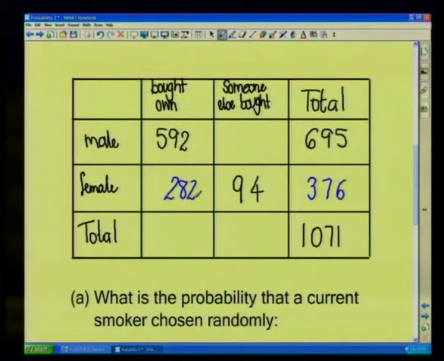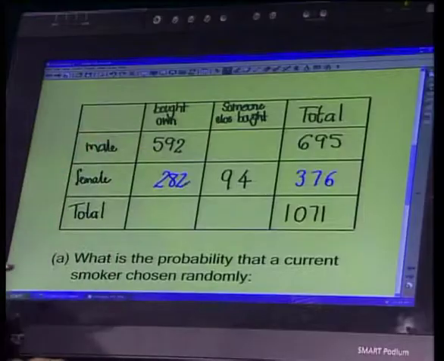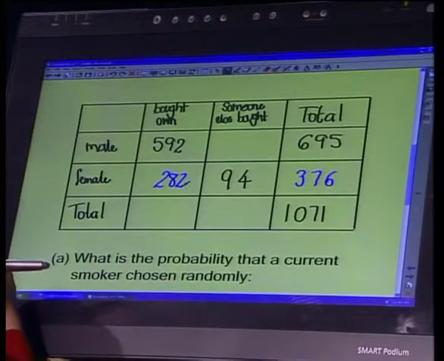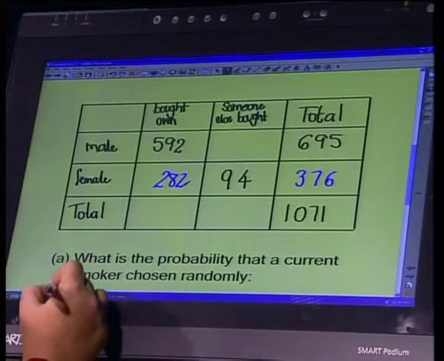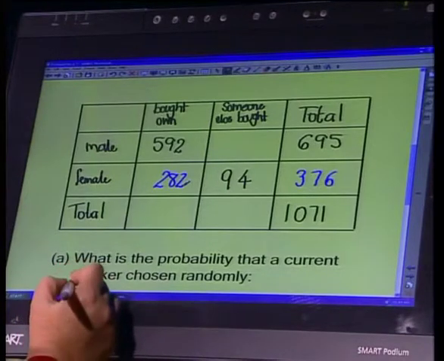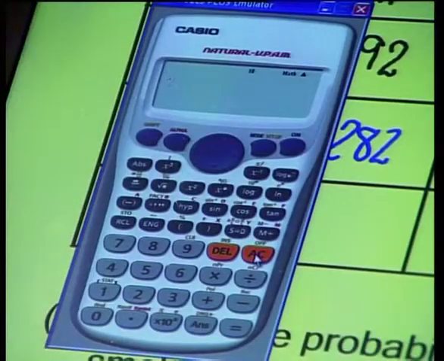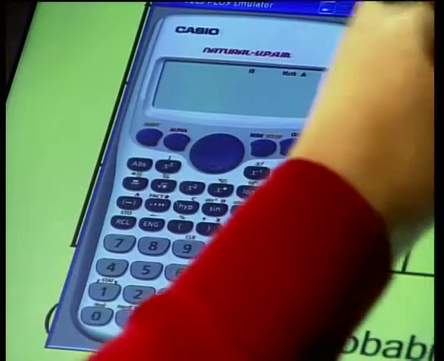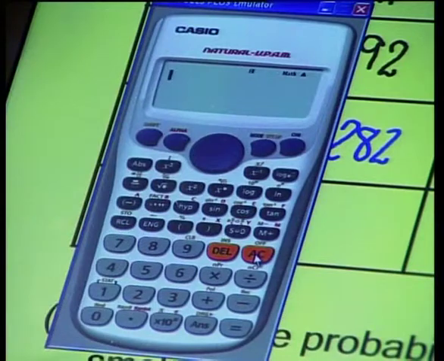So I've got 282 women or females who bought their own cigarettes, and I've got 94 that got somebody else to buy them for them. Right, now we need to work out how many males got somebody else to buy their cigarettes for them. Can anybody see how we're going to do this? Yes, again, we're going to take our total and take away the ones that bought their own.